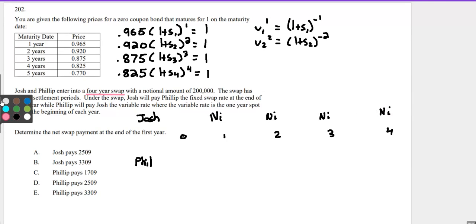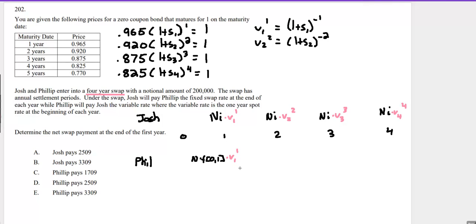Now, let's find the present values of these payments. So I have to discount by the 1-year spot rate, discount by the 2-year spot rate, discount by the 3-year spot rate, and discount by the 4-year spot rate. I hope that's clear. Okay. Now, what about Phil? Phil's paying the variable rate. So the variable rate is going to be the notional amount times the forward rate, because that basically represents the variable rate that he's paying. It's going to change. And then, of course, we discount again.